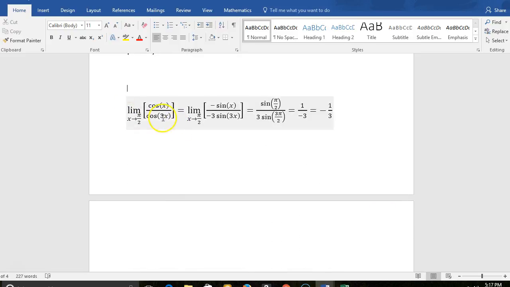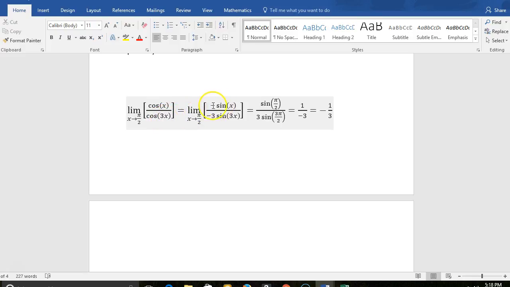And let's look at this example right here. As you can see, this stuff gets hard. This isn't easy breezy. This is tough stuff. The limit as x goes to pi halves of cosine x over cosine 3x. This would be 0 over 0 if we just plugged it in as is.